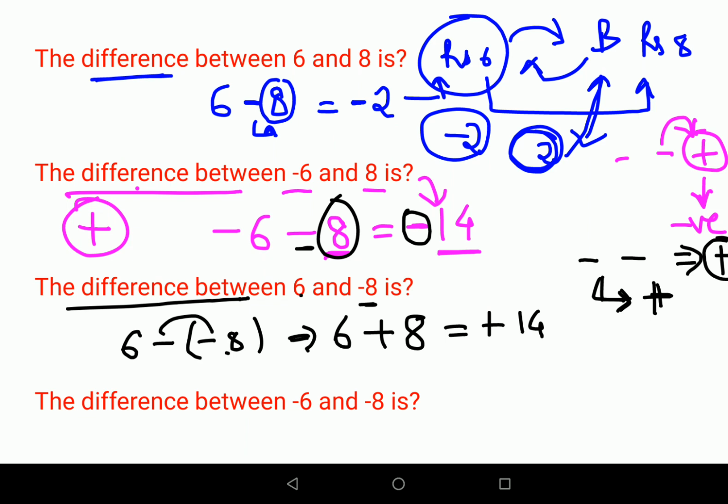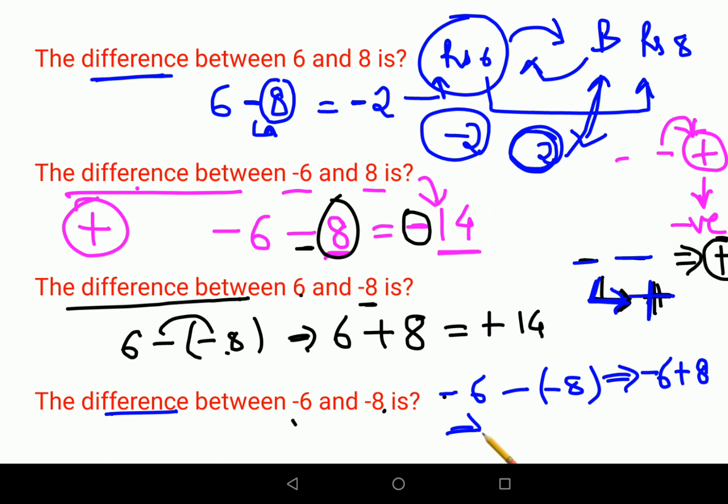Okay, so now again, the difference between minus 6 and minus 8. Here we'll keep minus 6 as it is. Then there is a difference, right? So you'll put a negative sign, and then there is minus 8. So you will put it in the bracket. Over here also, there are two negative signs and there is nothing in between, so you will convert it into a positive sign. So this then comes out to be minus 6 plus 8.